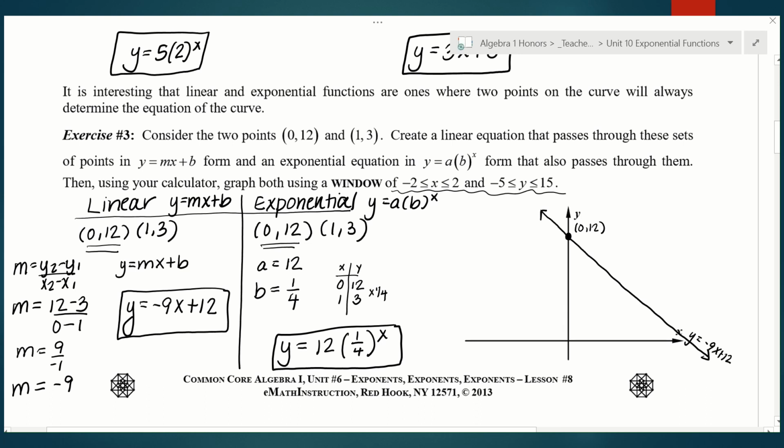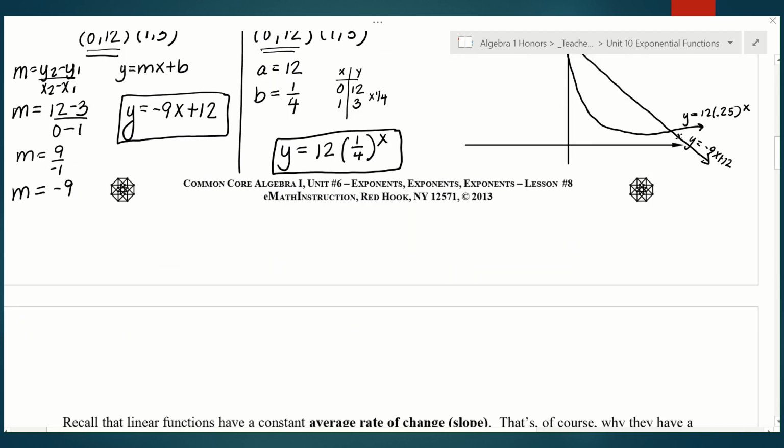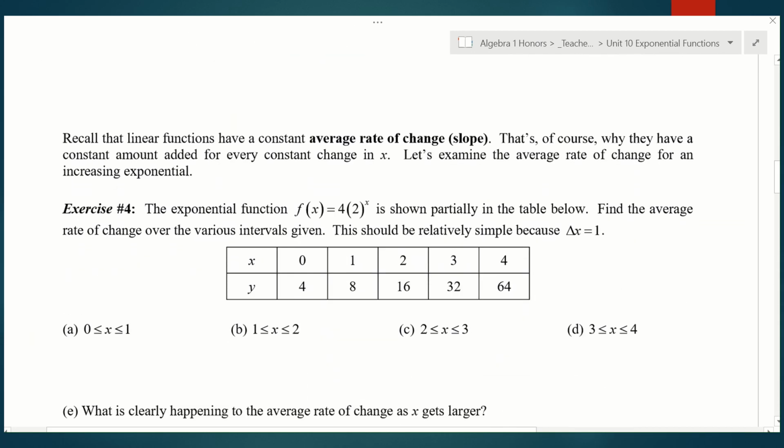And then for my exponential function, looks like it comes through something like that. That is really not perfect at all, but I'm going to go with it. Okay. It's really just a way to compare the two functions, so it doesn't need to be perfect. All right, let's go to the next page here.